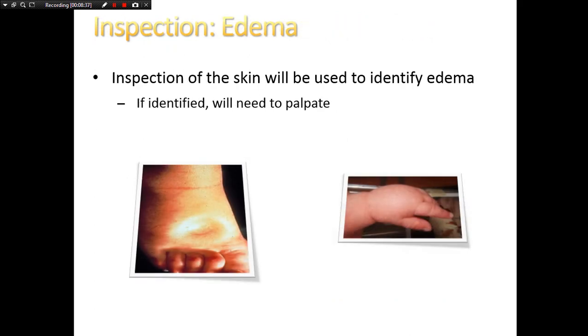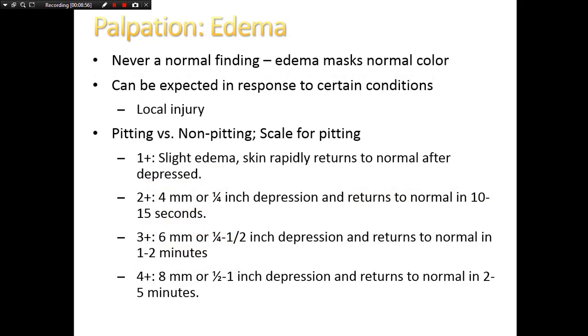And then edema, we talked about this the other day a little bit. We have a scale, and usually we find it between pitting and non-pitting. We can have localized edema due to an injury, inflammation, or we can have it secondary to a chronic disease like heart failure or chronic kidney disease. So we can look at it, but we also need to palpate to see if it is non-pitting or pitting. So we've got the scale from +1 to +4.